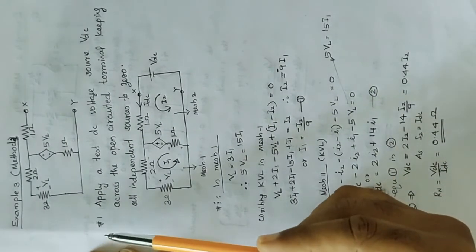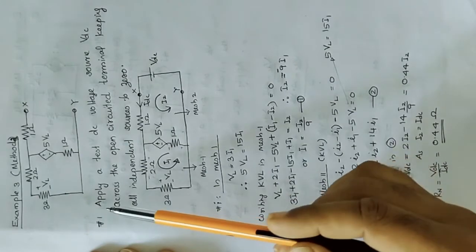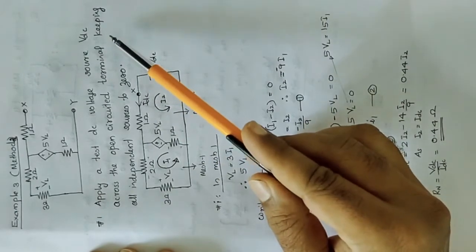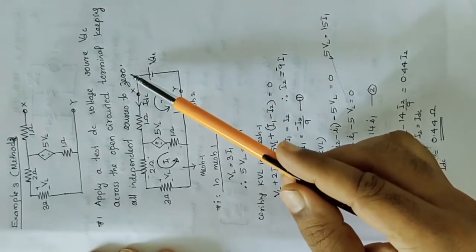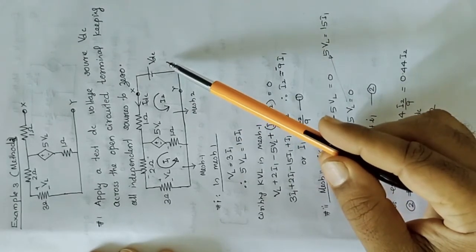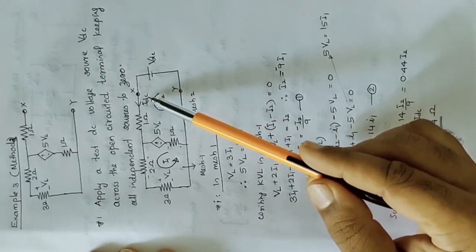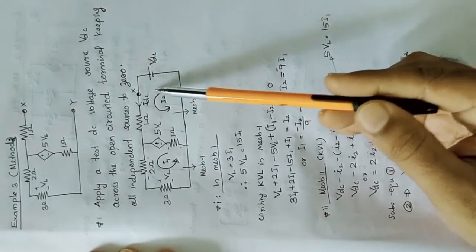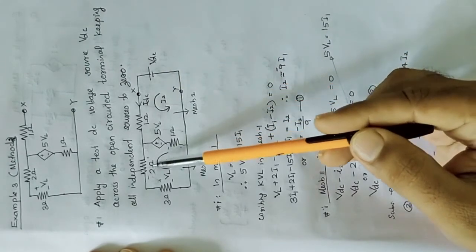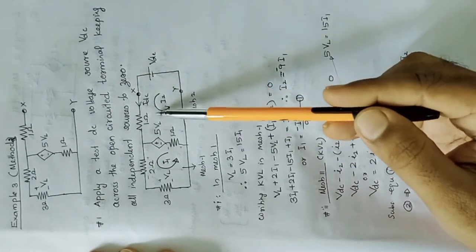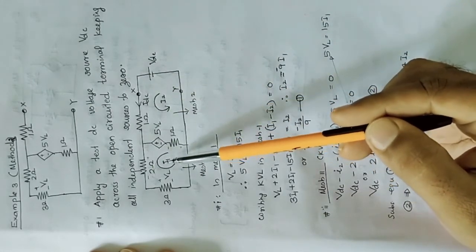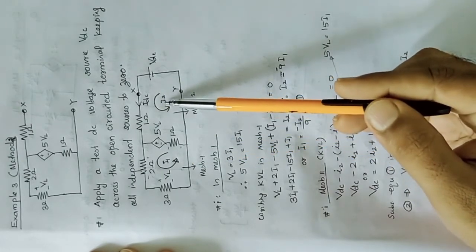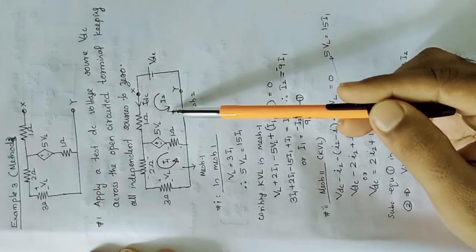As we discussed earlier, the first step in method 2 is we need to apply a test DC voltage source VDC across the open circuit terminal, keeping all independent sources to 0. So here we applied a DC voltage that will send a current IDC to the circuit. When we are applying a test voltage VDC across the open circuit terminal, it forms two meshes. This is mesh 1 and this is mesh 2. Let the mesh current be I1 and this direction be like this, and mesh 2 current be I2, which is having the direction shown here.